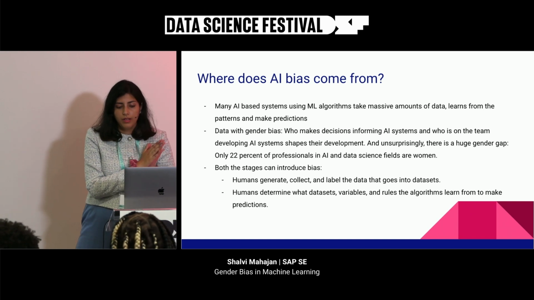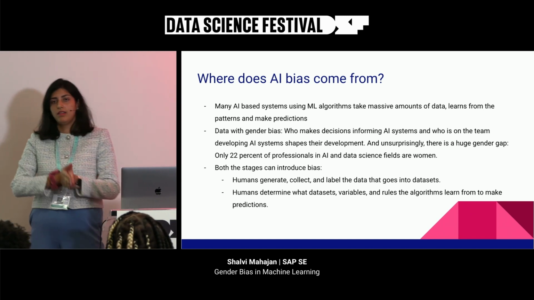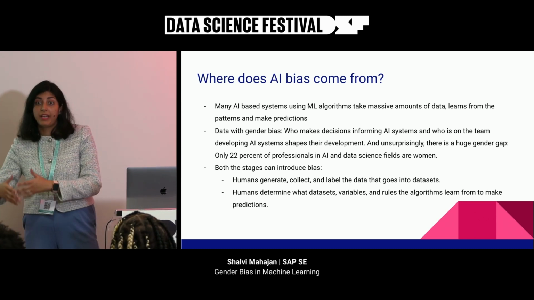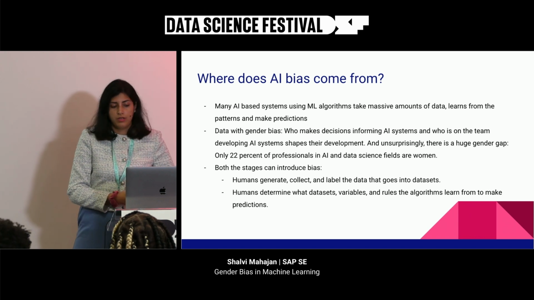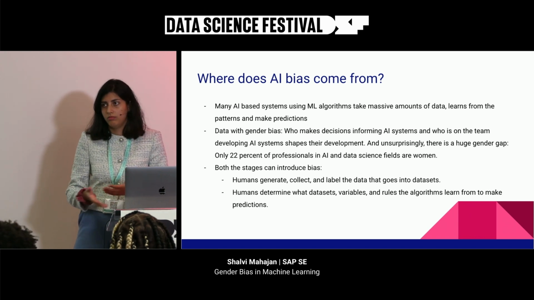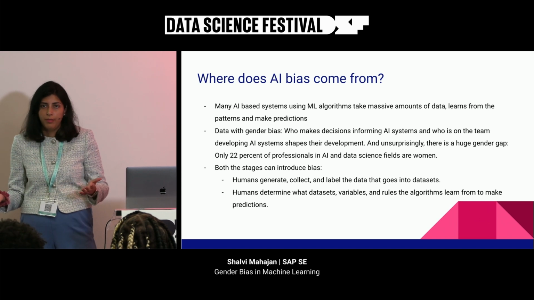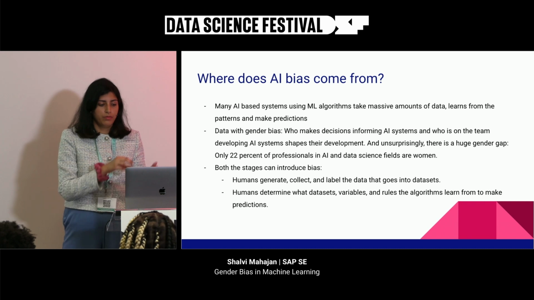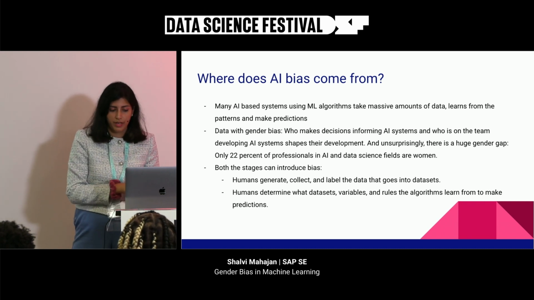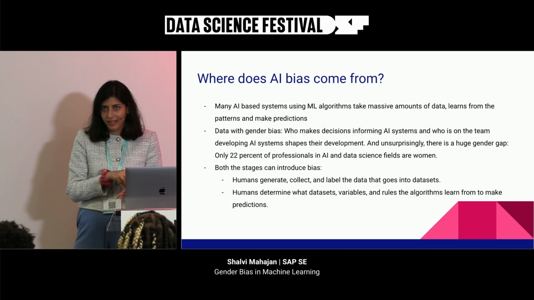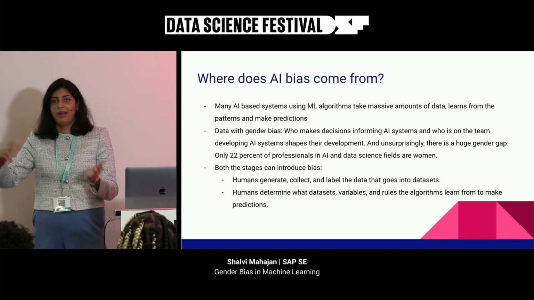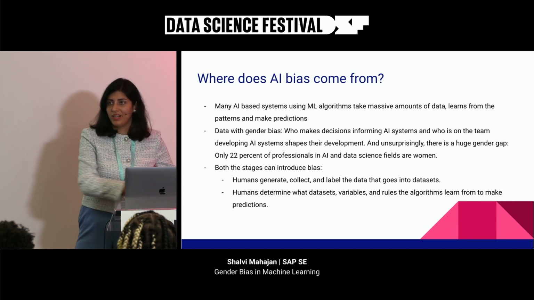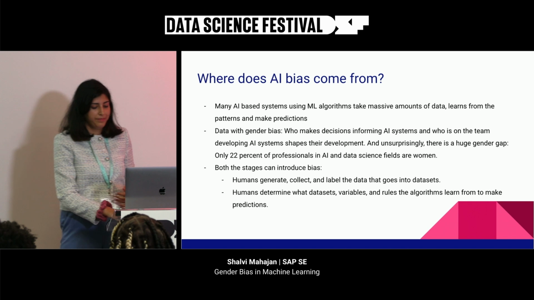But also the professionals working in data science and AI, the people who are labeling, collecting the data, making the decisions, only 22% of them are women. So there's already a lot of biasing there. In machine learning, humans are the ones who are collecting the data, generating the data, labeling the data. Then that data goes into the machine learning algorithm and makes the predictions. So you need to fix that from the very beginning to get the output correct.